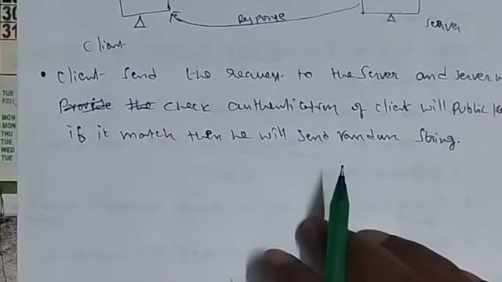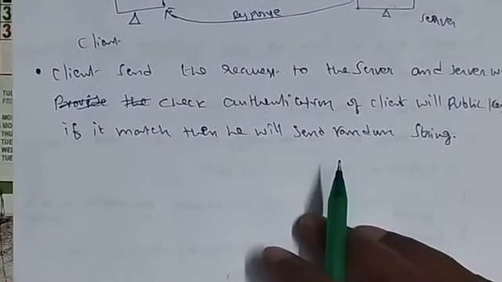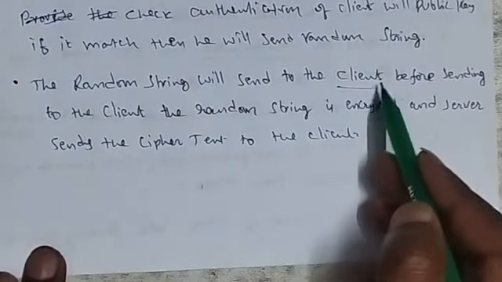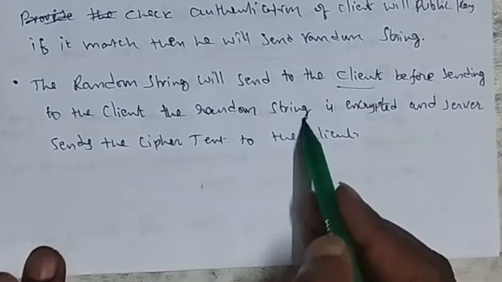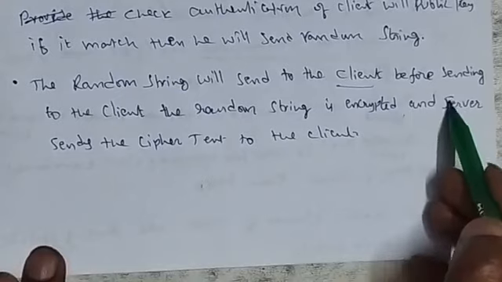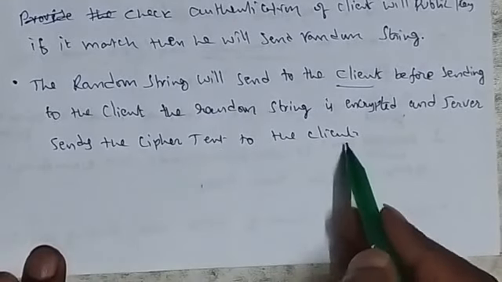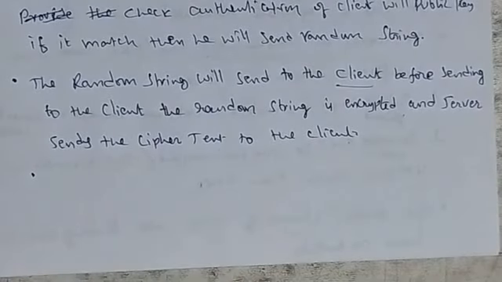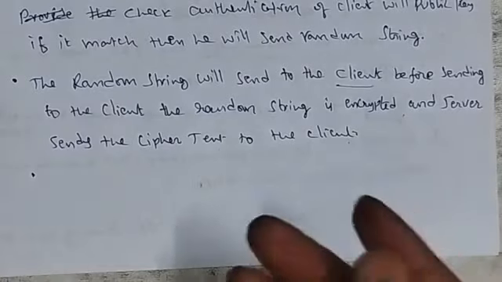Okay, for the time being I am writing this. Here the random string will be sent to the client. Before sending to the client, the random string is encrypted and the server sends the ciphertext to the client. Okay, after that the client will decrypt the ciphertext with the help of the private key.